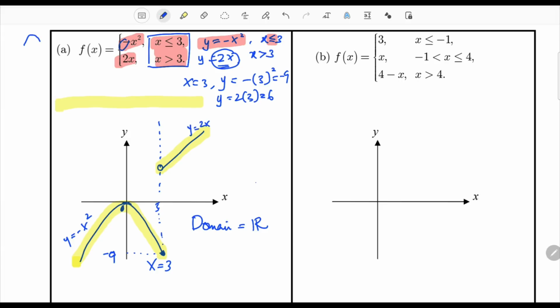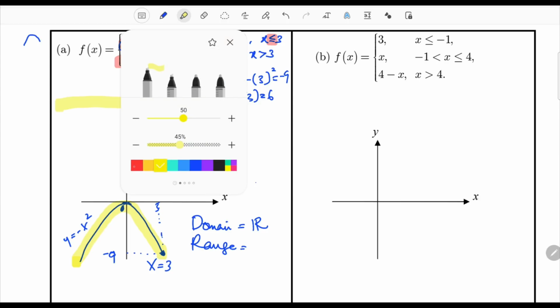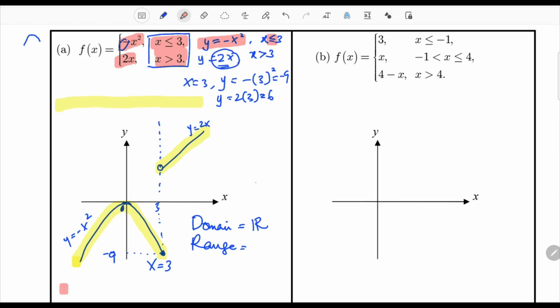But for range, okay, for range, let me change the color back to red. So from negative infinity, from here up to here, up to 0, it stops. So we will get negative infinity up to 0, if 0 is inclusive. But you need to union. Union what? This value just now we found to be 6, but that is an empty circle. So that will be union 6 to infinity. So that's your range.